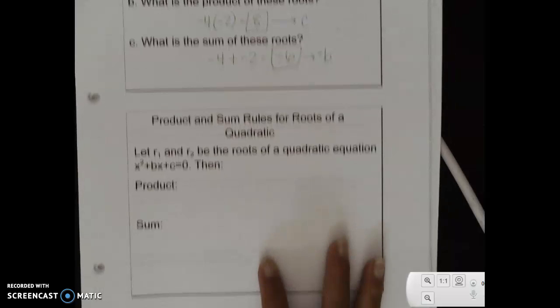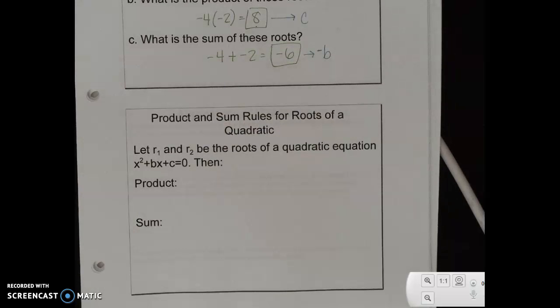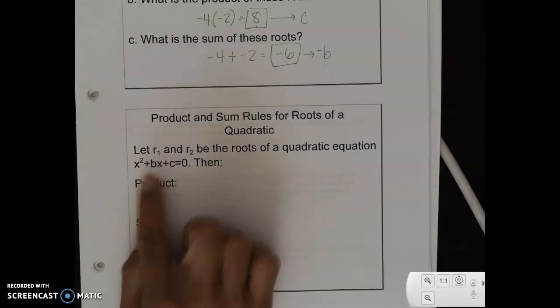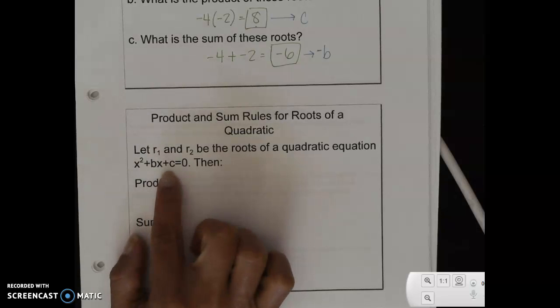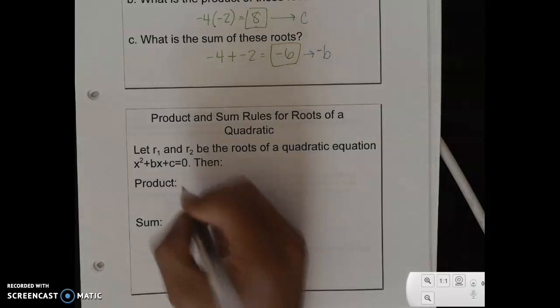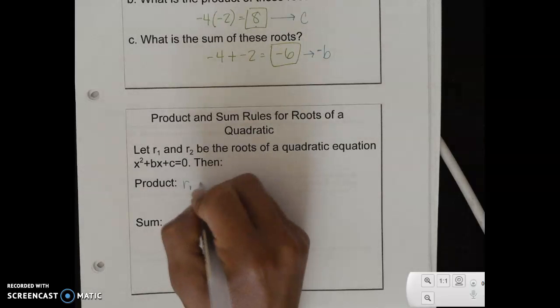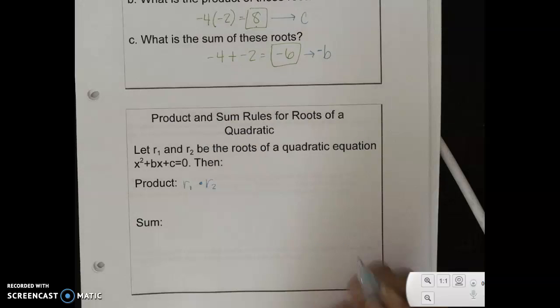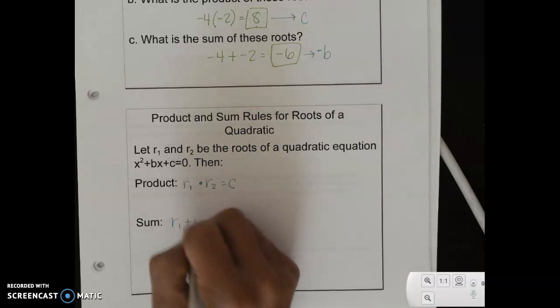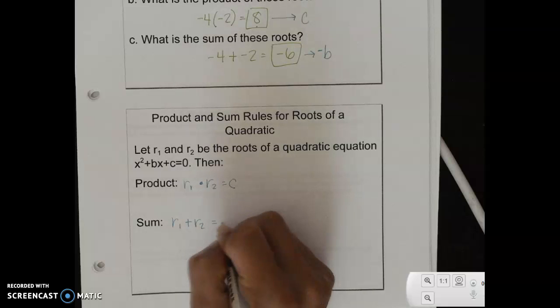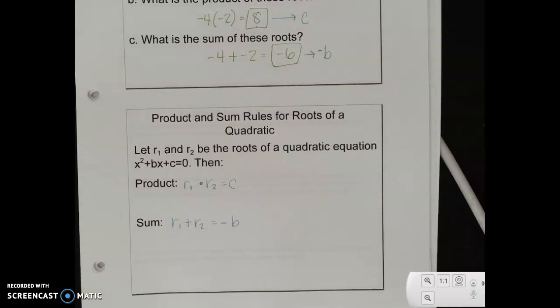Okay, so here are those rules just kind of summarized. So if we have a quadratic, okay, this x squared plus bx plus c, then the product of the roots, okay, so r1 times r2, the product of the two roots is going to give me c, and the sum of the two roots, they're going to give me the opposite of b. Okay, and that'll be the way that it happens every single time.